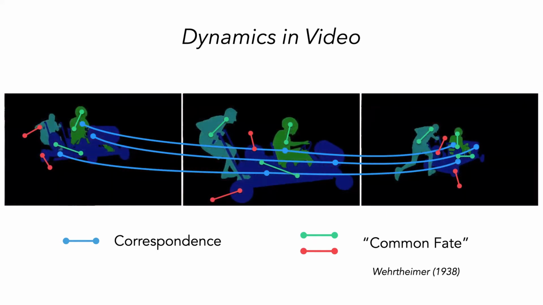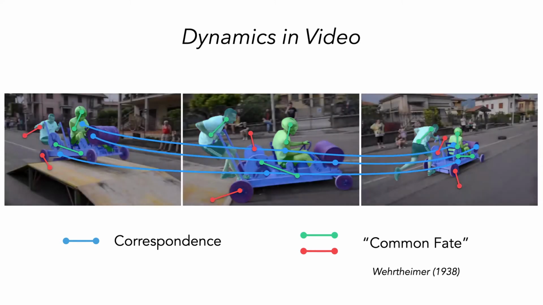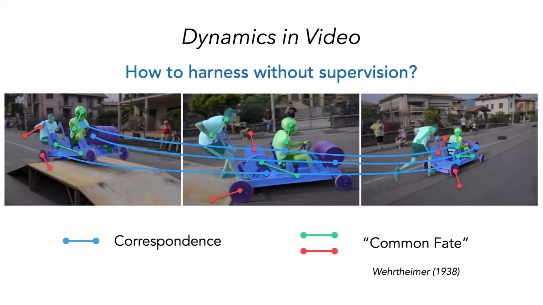And so together, these cues are important for object-centric learning about the extent of objects and scenes, and how they actually might change. Of course, all of this structure and all of this signal is really hidden latent in the data. And the key question is how to harness it without any sort of human supervision.